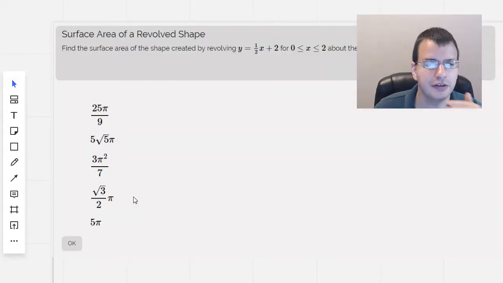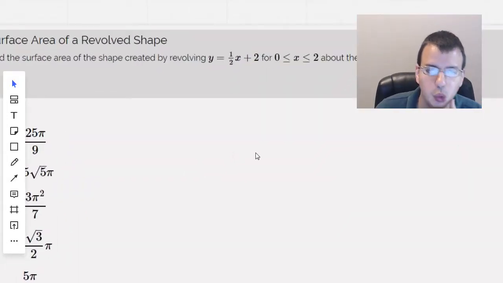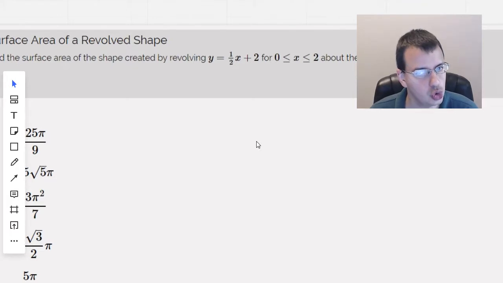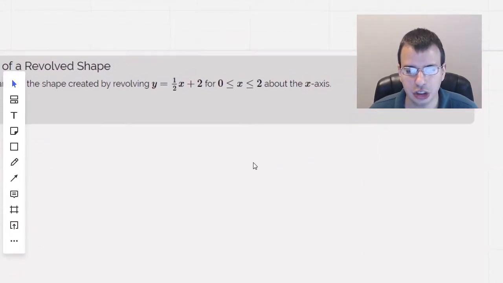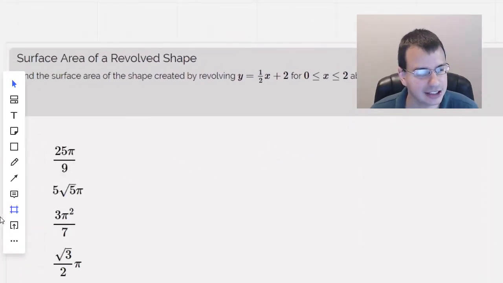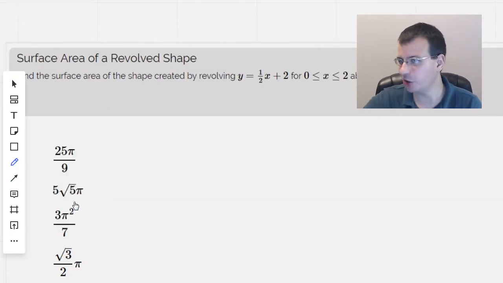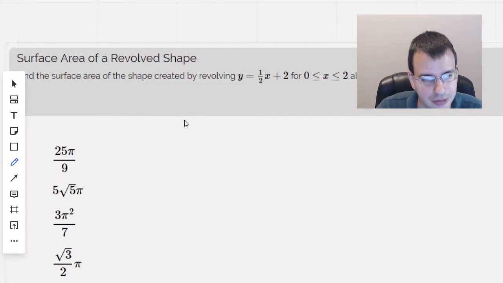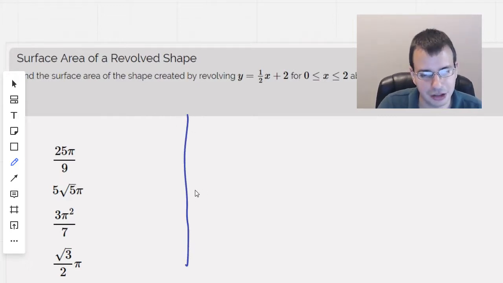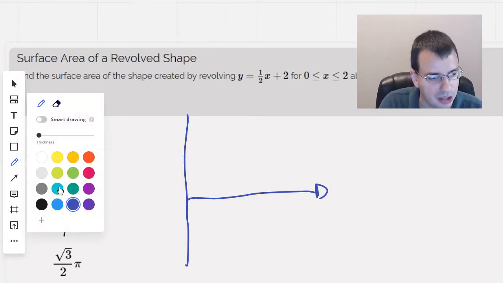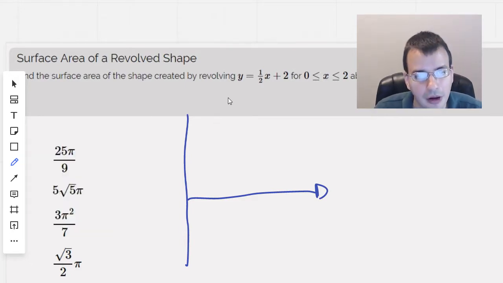Find the surface area of the shape created by revolving y equals 1/2 x plus 2 for 0 less than x less than or equal to 2 about the x-axis. Okay? So the first thing I do with this, which is the first thing I normally do in life, is I draw a picture. Sometimes there really aren't pictures available to draw, in which case my soul is sad, but I carry on with life and just don't draw a picture for that problem.